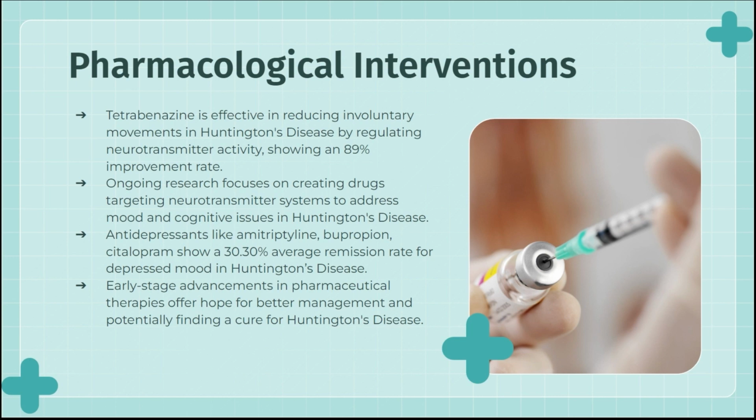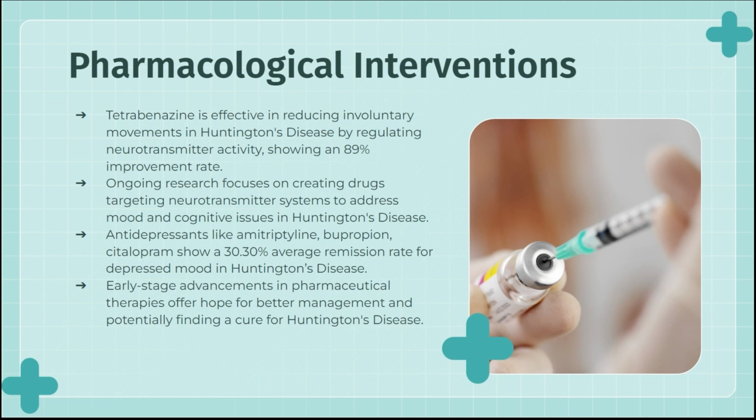Studies have shown an impressive 89% improvement rate, highlighting its efficacy in managing the motor symptoms. However, there is much ongoing research. Current research efforts focus on developing drugs that target neurotransmitter systems to address mood and cognitive issues in Huntington's disease. These advancements hold promise for addressing the complex neuropsychiatric aspects of the disease.